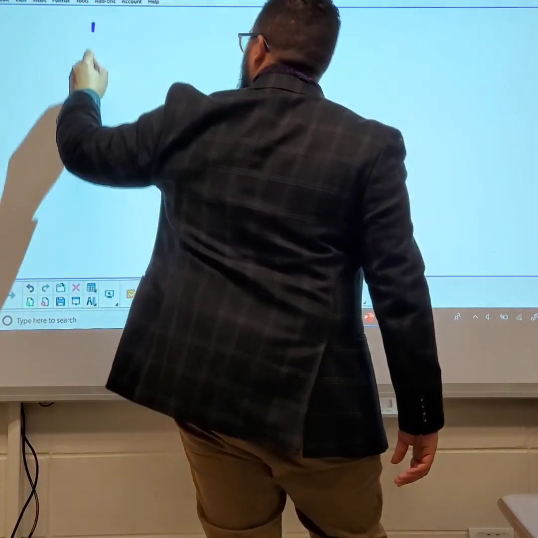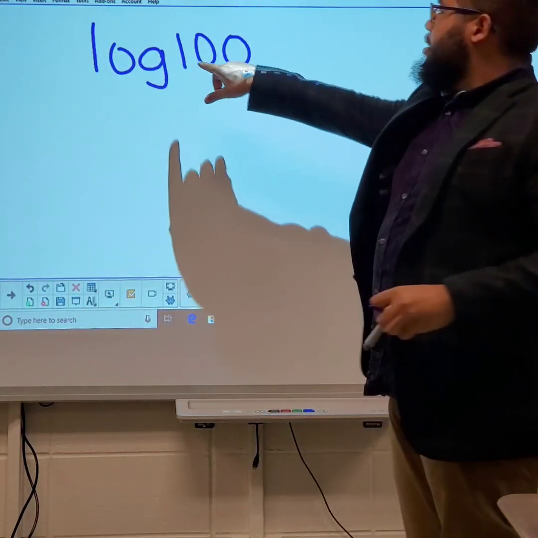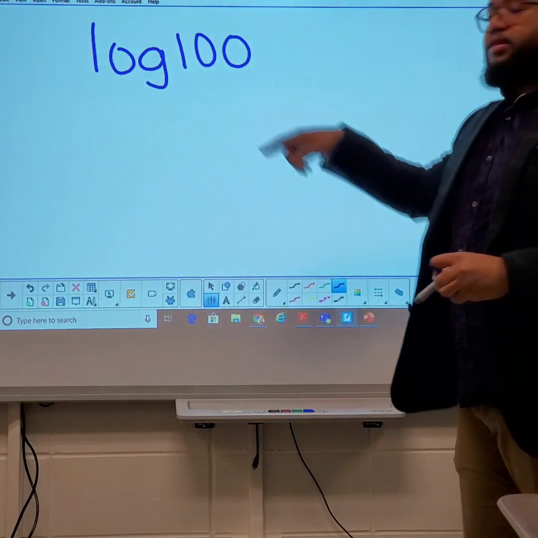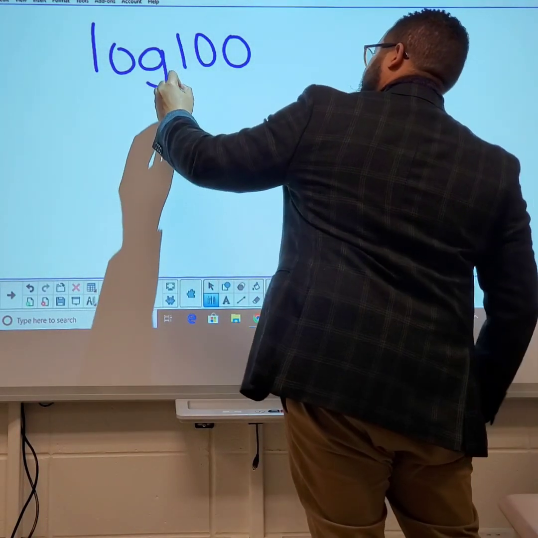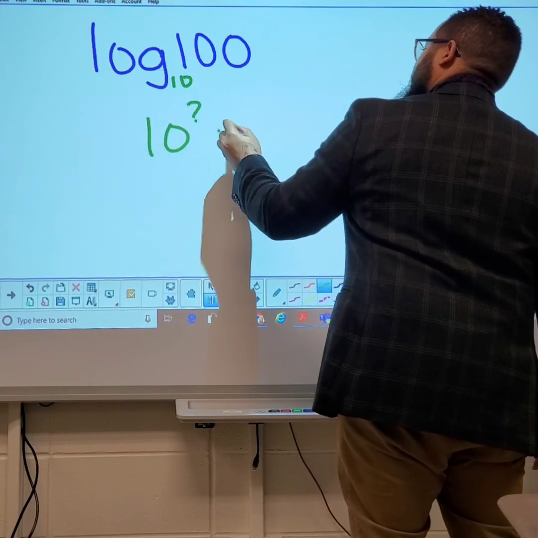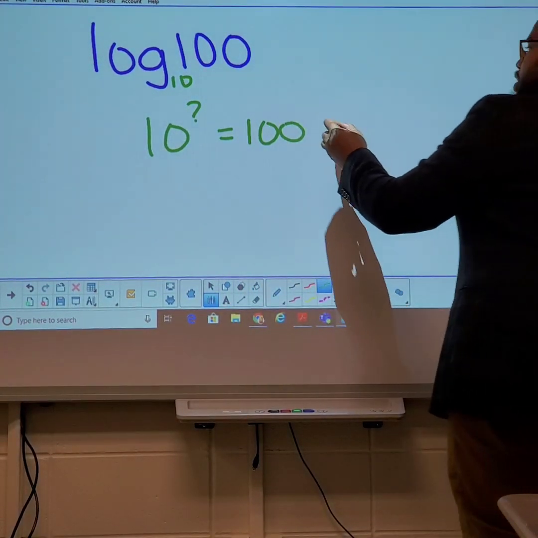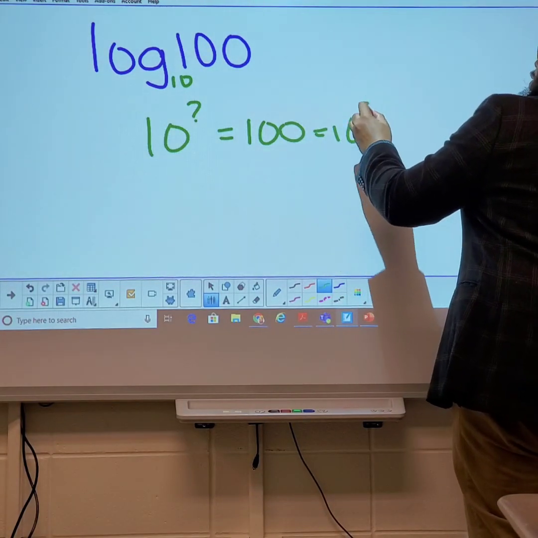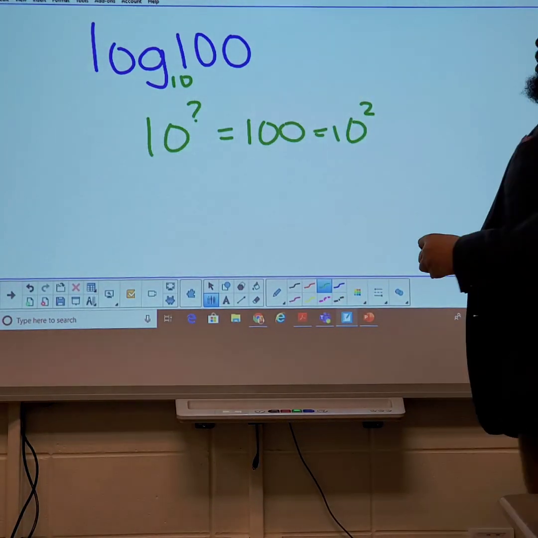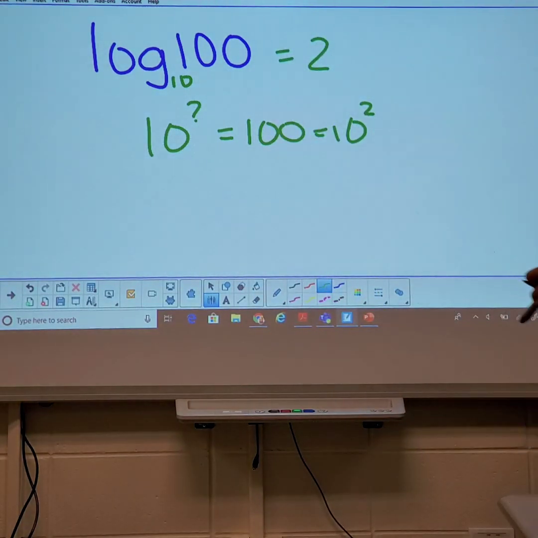If I'm doing log of 100, we said that whenever it's missing the base, there's a 10 there. So I'm asking the question, 10 to the what equals 100. We know that 100 is 10 squared, right? Therefore, log of 100 is 2.